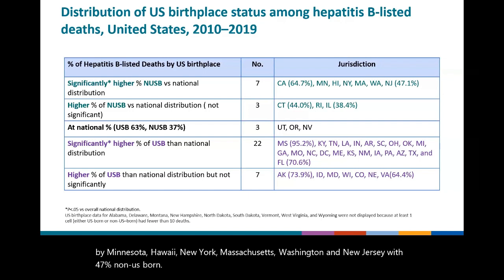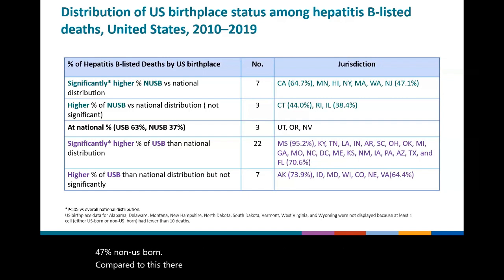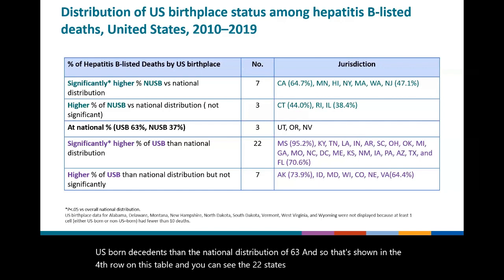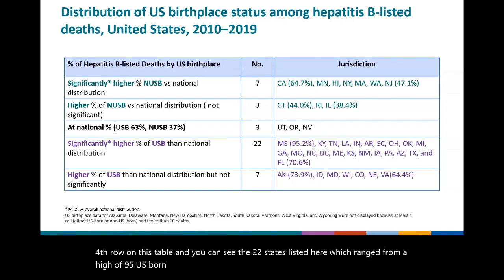Compared to this, there were 22 states that had a significantly higher proportion of US-born decedents than the national distribution of 63%. And so that's shown in the fourth row on this table. And you can see the 22 states listed here, which range from a high of 95% US-born in Mississippi to a low of 71% in Florida.